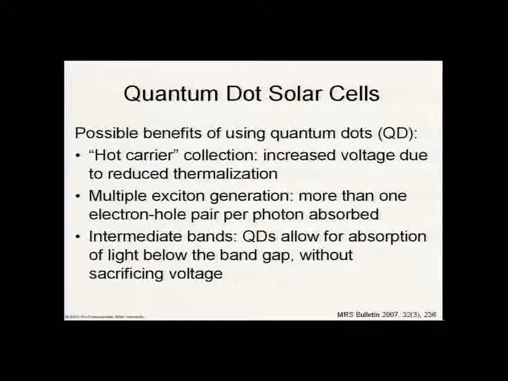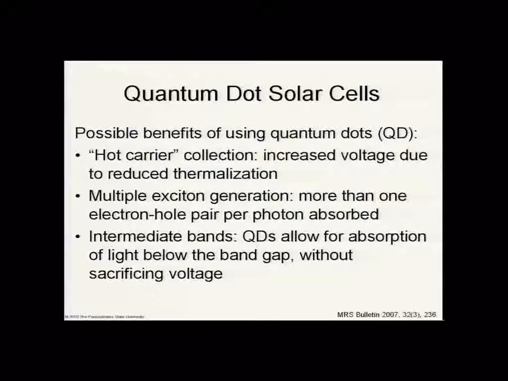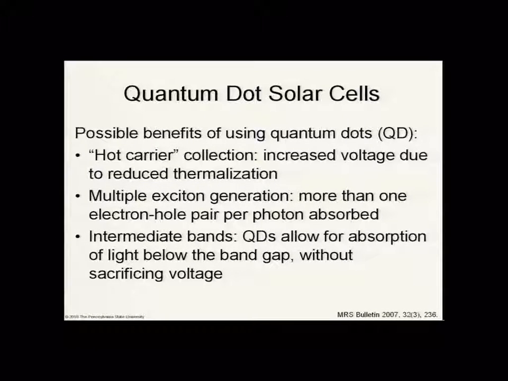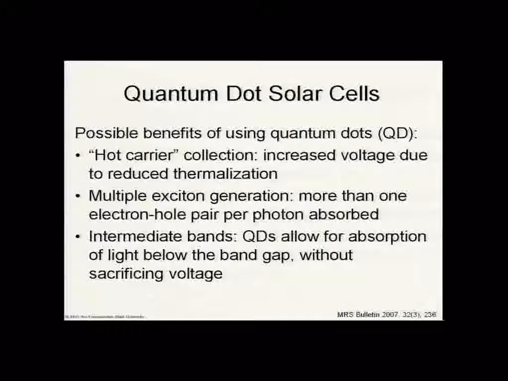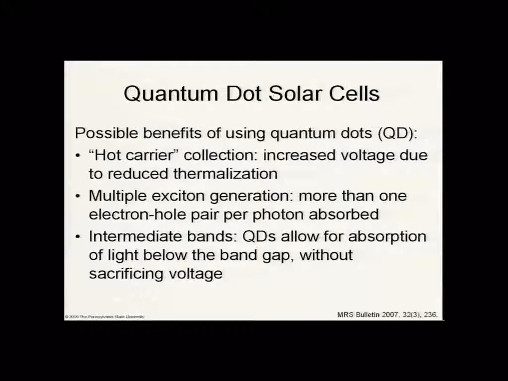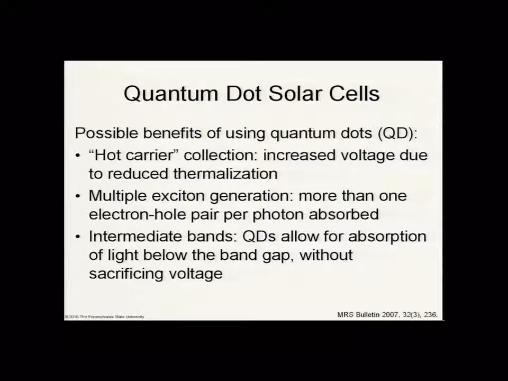Possible benefits of using quantum dots. Hot carrier collection is one example. These have increased voltage due to reduced thermalization. Multiple exciton generation: more than one electron hole pair per photon absorbed. And intermediate bands. Quantum dots allow for absorption of light below the band gap without sacrificing voltage. These are all possible added benefits for using quantum dots with solar cells.